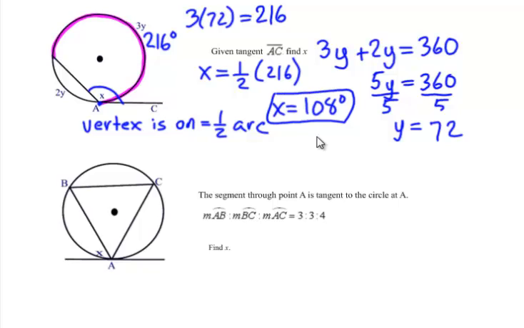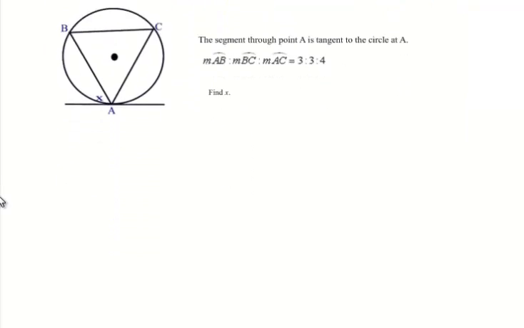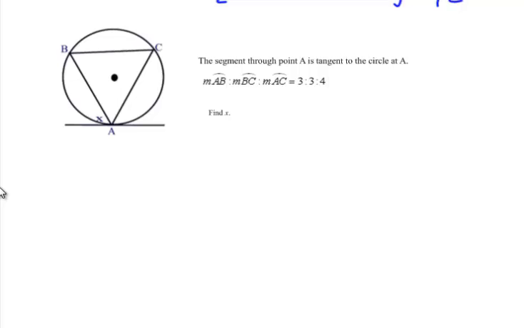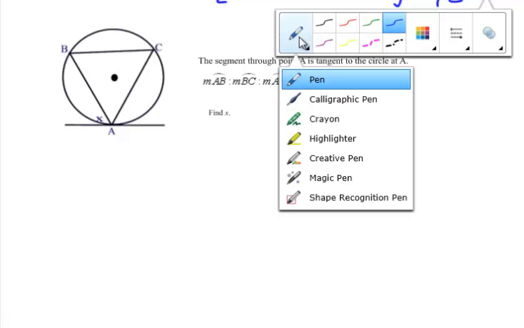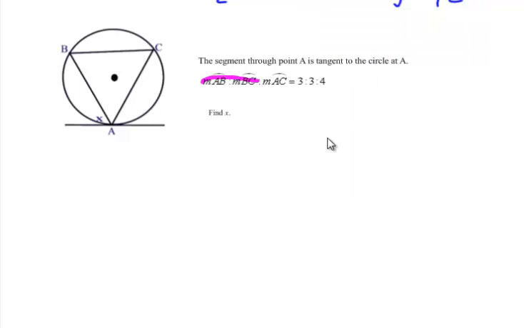You know, and if we needed to find the other ones, we could. So that just shows you another layer of complexity. Now, the last question that we have, we get a ratio. The segments through point A is tangent to the circle at A. And so we have our ratio here. This is what I mean when I say ratio. It's this right here. So, okay, that's a little dark, but hopefully you can see that.